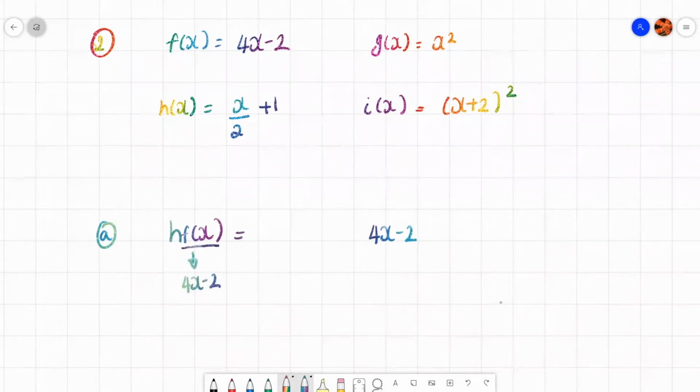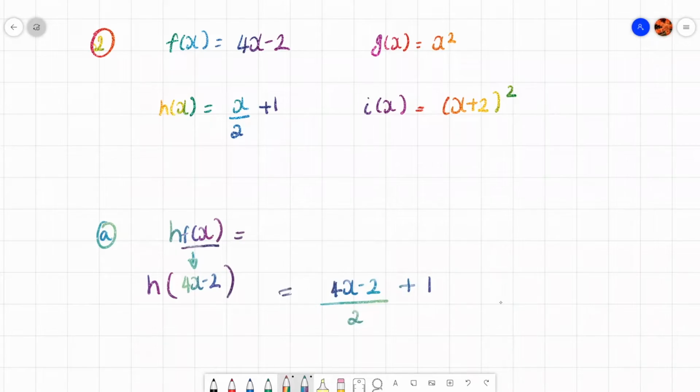So I'm just going to bring h down. So it says h of 4x minus 2. That means in the function of h, I've got to replace x with 4x minus 2. We'll have a look at the function of h. h is x over 2 plus 1. So that's going to become, instead of x, I'm going to write 4x minus 2 all over 2 plus 1. Okay. And there we are.